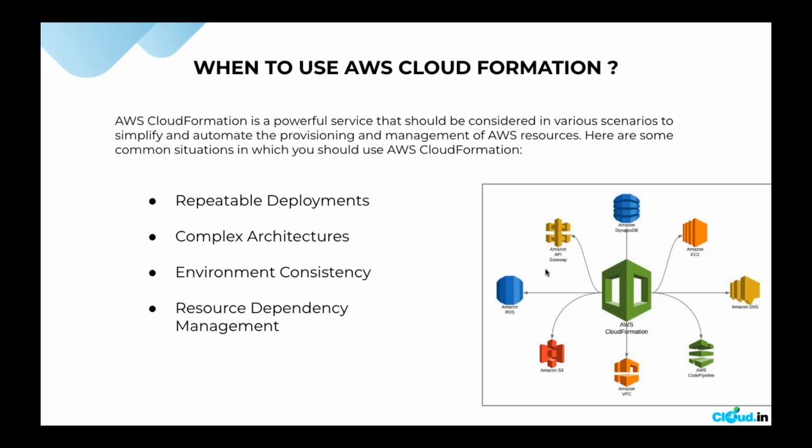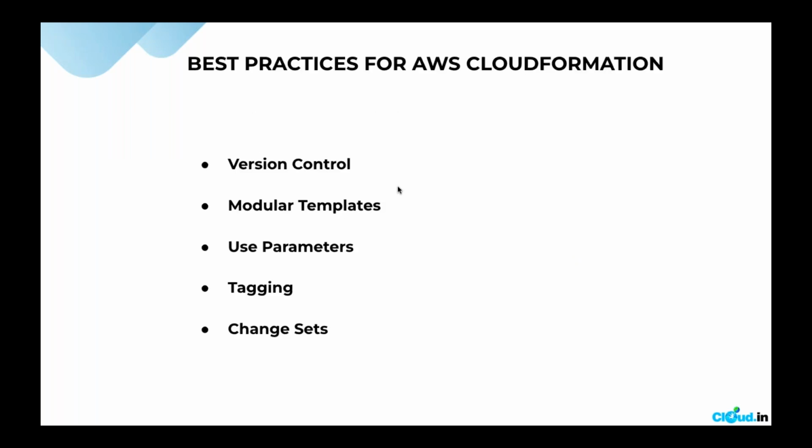So moving forward, let us now look at some of the best practices that you can adhere to by using CloudFormation. The basic best practices that you should keep in mind while using AWS CloudFormation is firstly version control. Store your CloudFormation templates in version control systems, for example, GitHub. This ensures that you have a history of changes and you can collaborate effectively with your team members if you have any version updates. So you'll have the history or the previous state of it.